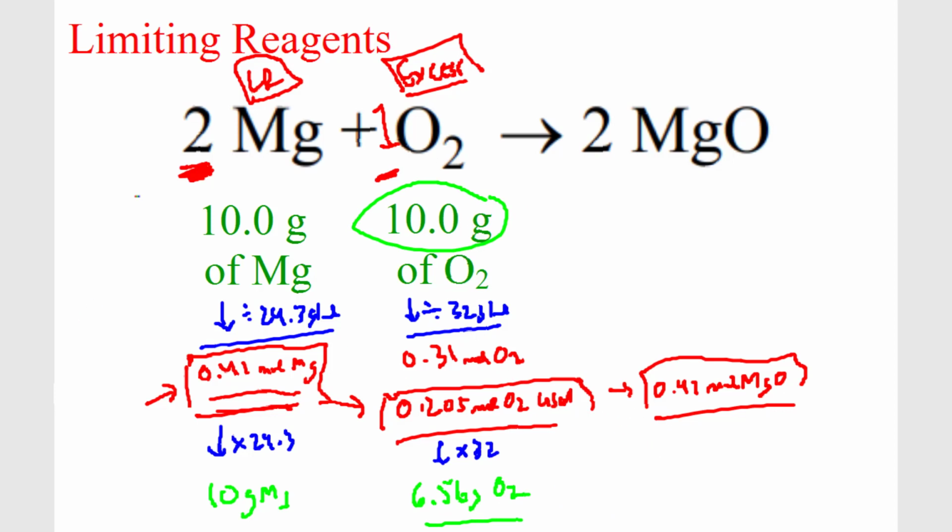And then I'm going to multiply by magnesium oxide's molar mass. 24.3 plus 16 is 40.3 grams per mole. So 0.41 times 40.3 ends up giving me 16.56 grams of magnesium oxide. And take a look. You have a conservation of mass, don't you? 10 grams of magnesium reacts with 6.56 grams of oxygen gas. Not all 10 grams. You can see you got like 3.5 grams left over, don't you? And that's going to make a total of 16.56 grams of magnesium oxide.